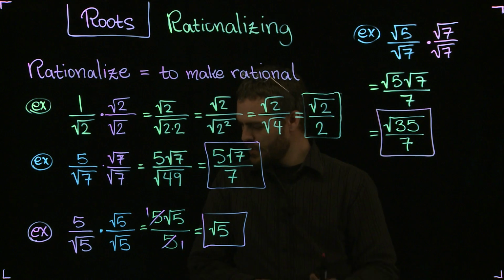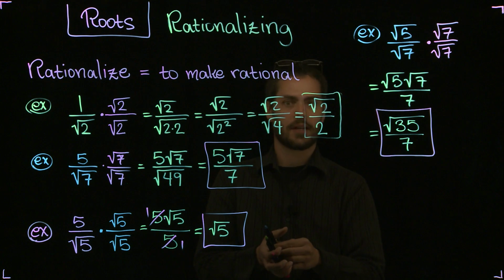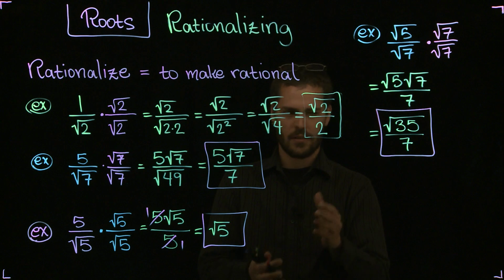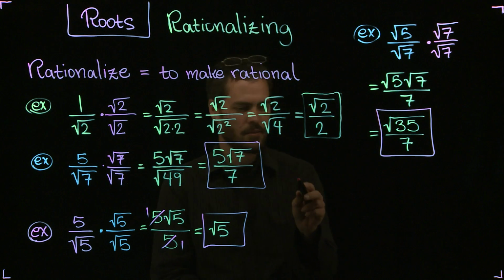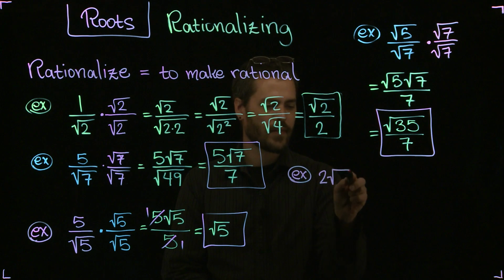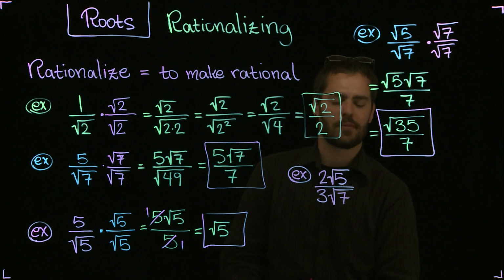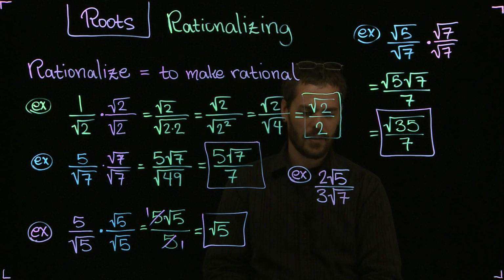One more, if I can fit it. Woo, this is tough. What color? I guess I'll start with pink. Okay. Suppose we had 2 root 5 over 3 root 7. Okay, kind of similar. I just wanted to show you how the numbers work out.